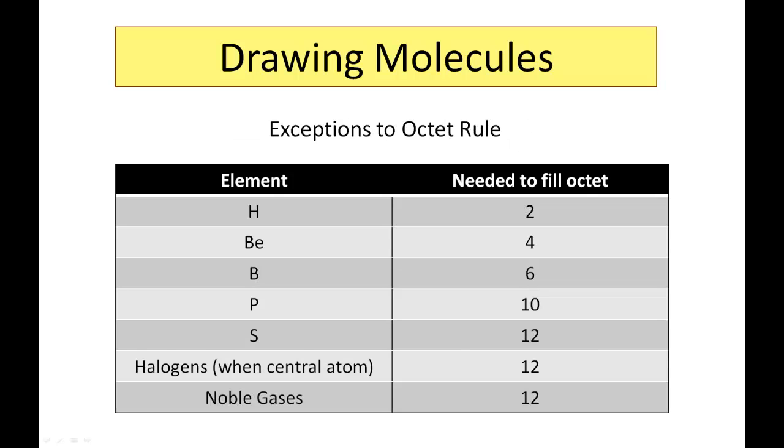Here's a list of all the atoms that have exceptions to the octet rule. Hydrogen, only having 1 principal energy level, only needs 2 to fill its octet. Beryllium only needs 4, boron needs 6, and then phosphorus is the first one to be able to expand its octet and hold 10 electrons, 2 more than the required 8 for most atoms. Sulfur can hold 12, halogens when they're the central atom can hold 12, and noble gases that do react can hold 12. As a side note, helium and neon are what we call inert elements, meaning they have never reacted with anything that we have ever seen.